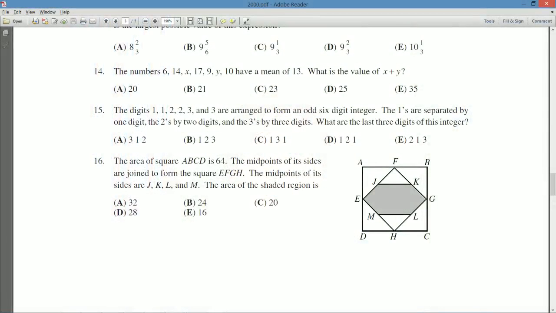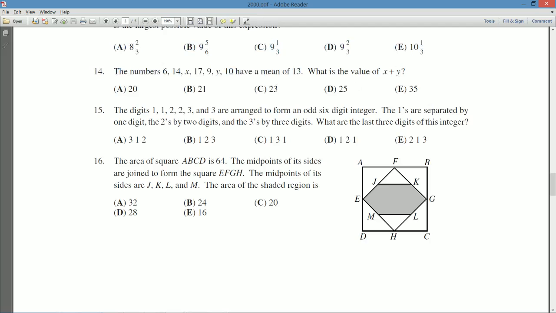So, question 14: the numbers 6, 14, x, 17, 9, y, and 10 have a mean of 13. What is the value of x plus y? Okay. So when they say mean, they mean average. Pardon the pun. So we have an average of 1, 2, 3, 4, 5, 6, 7 numbers, and we get 13.